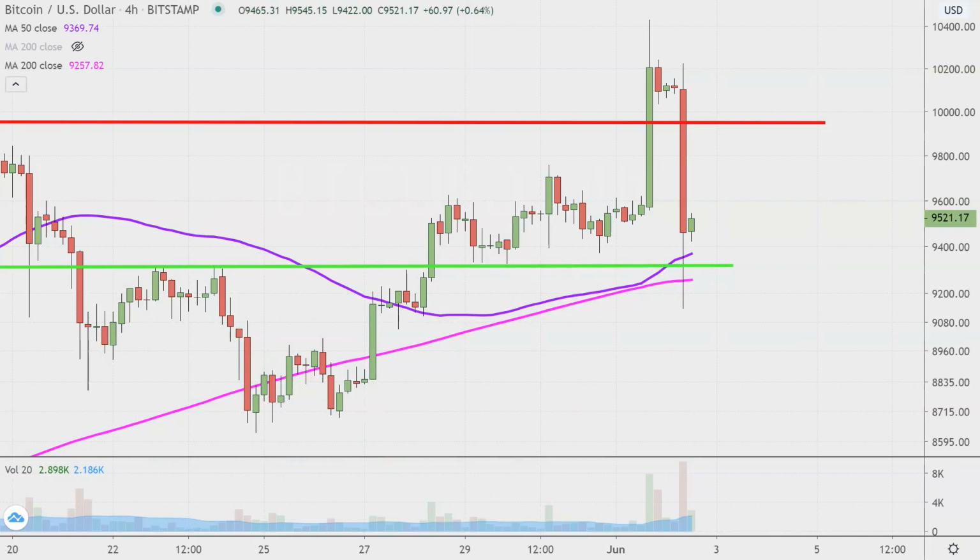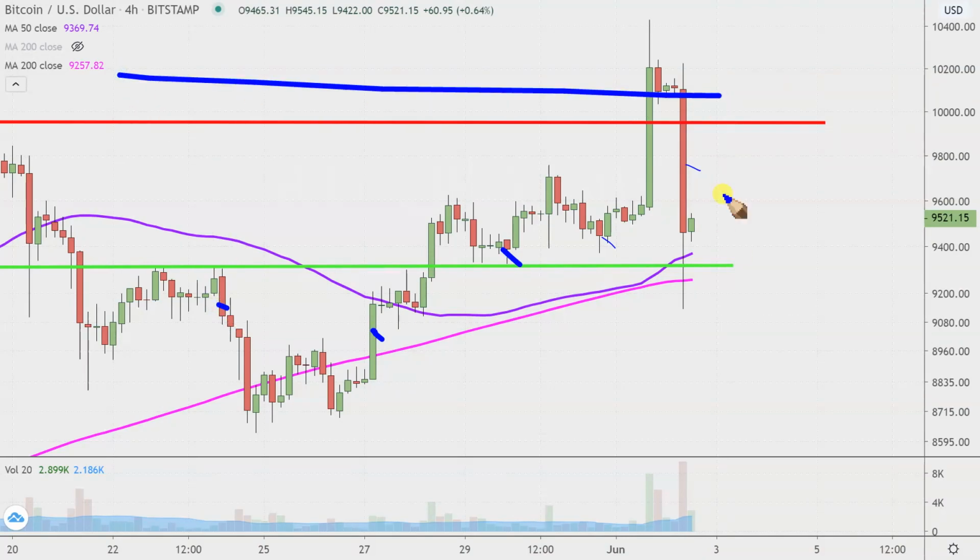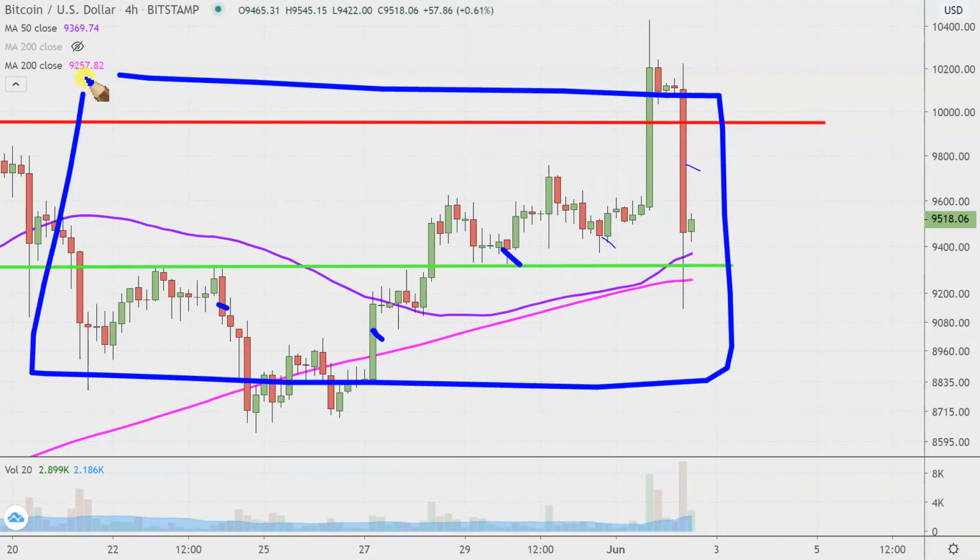If you're not sure what I mean by 4-hour, if you're new to charts, instead of each one of these candlesticks here representing 1 day's worth of price action, which is what you would normally see, each one of these represents 4 hours. So this here may look like a couple of months worth of time. It's actually just the past couple of weeks broken down into 4-hour time slices.